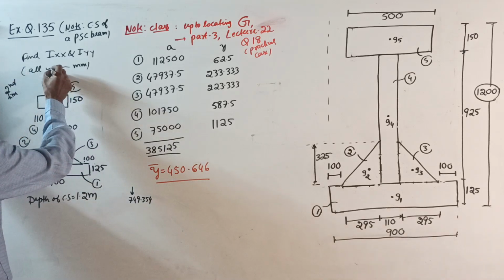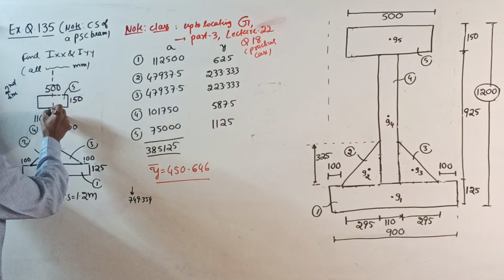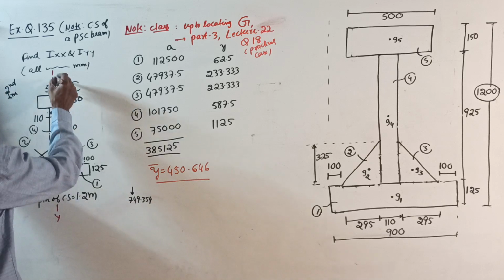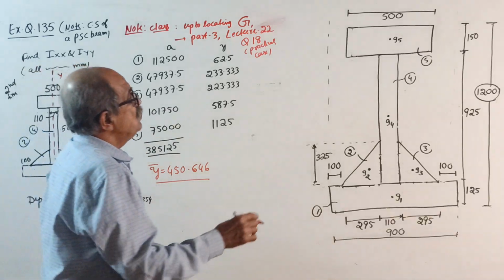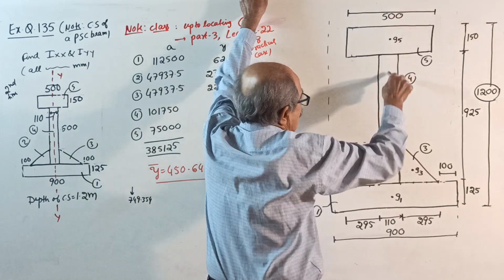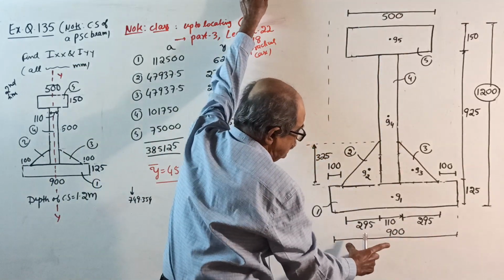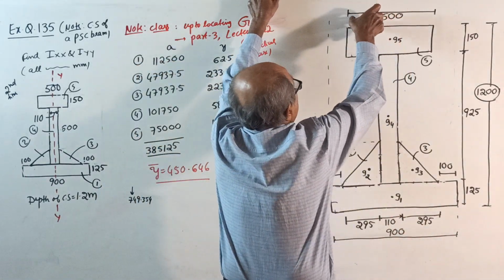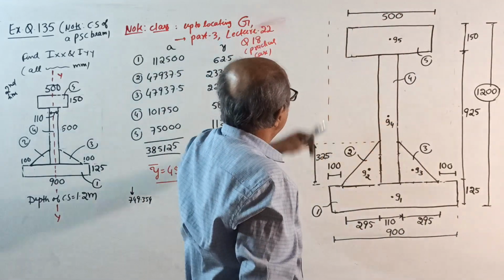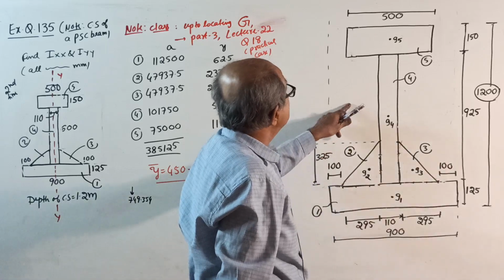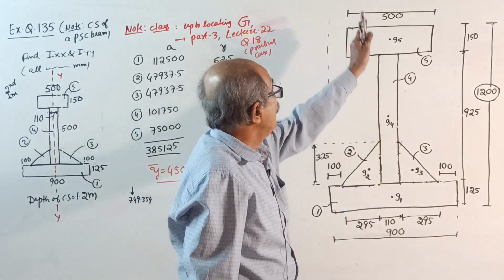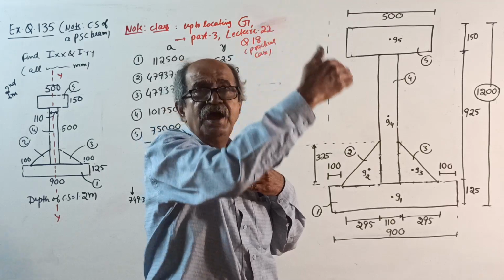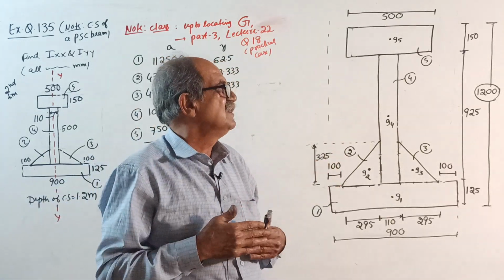This is perfectly symmetrical about the y axis. Write one more sketch if you want, with the y axis. When you want the y axis, directly draw y here. If this is 900, each side will be 450, 450. Or if it is 500, each will be 250, 250. Since perfect symmetry is there, you need not locate x bar by calculation.